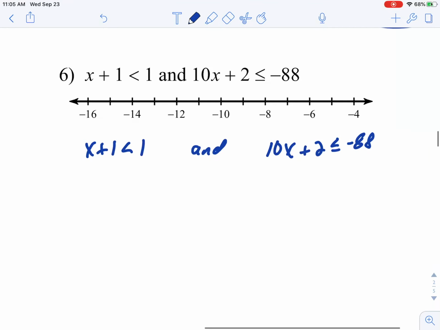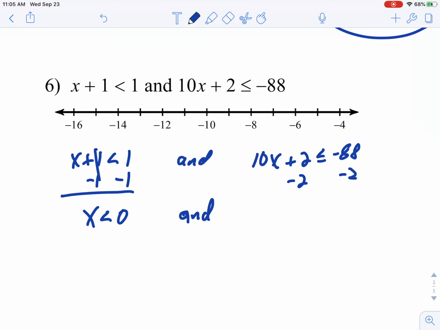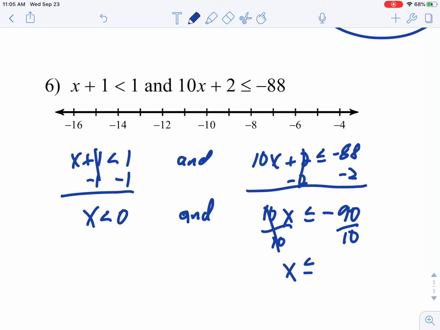And go through the work. So the first one's easy to solve. You just subtract 1. X is less than 0. The second one is going to be a few more steps. So take away 2. 10x is less than or equal to negative 90. Right? Negative 88 minus 2 is negative 90. Divide by 10. X is less than or equal to negative 9.